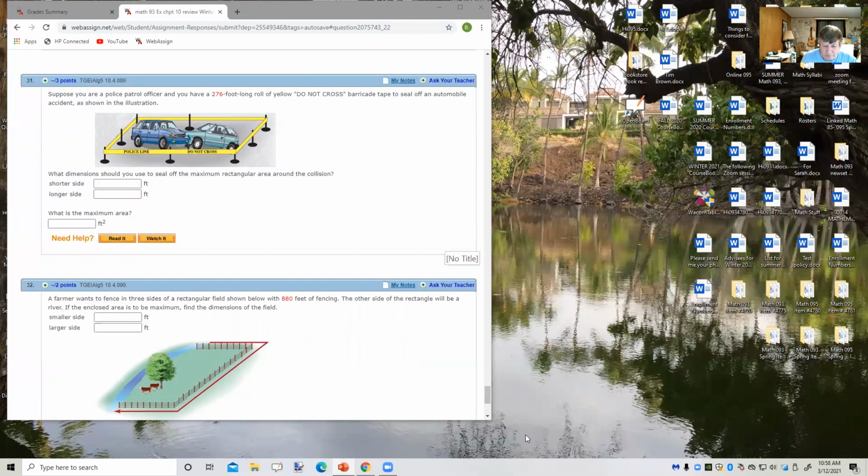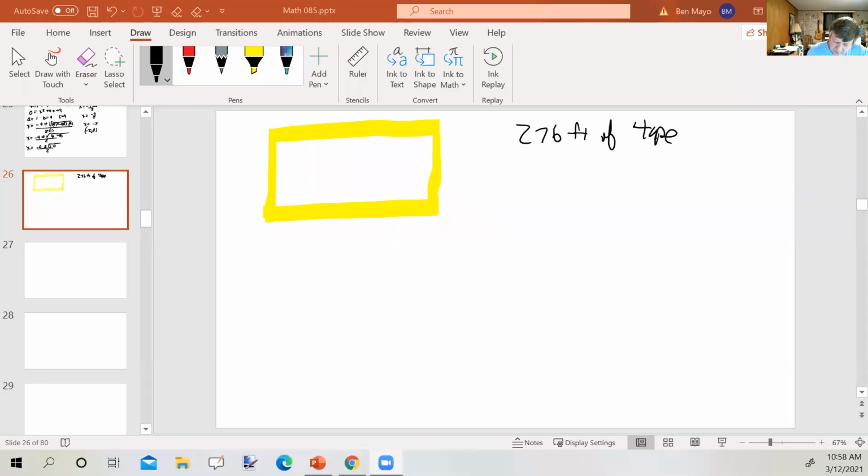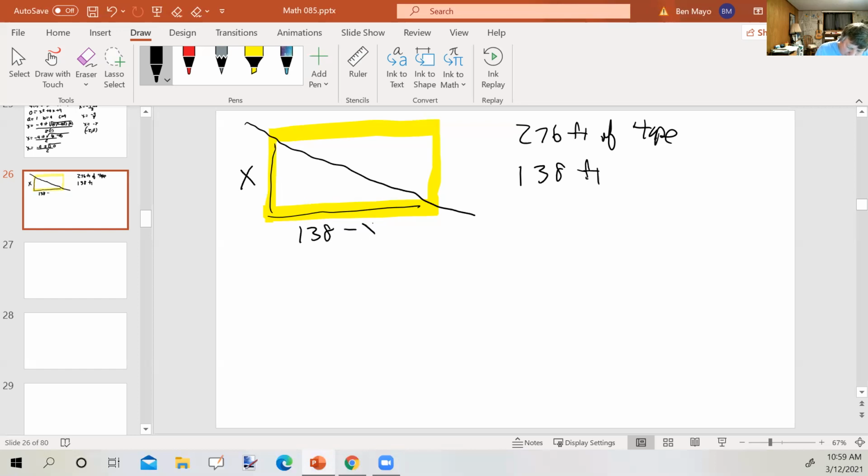Okay, now we want to maximize the area of that rectangle. If the total amount of tape all the way around the rectangle, that is the perimeter, is 276 feet, wouldn't half of it be half of 276, which would be 138 feet? Half of 276 is 138. Well, if that's true, then looking at these two sides, let's say we call this one x. This would be 138 minus x.